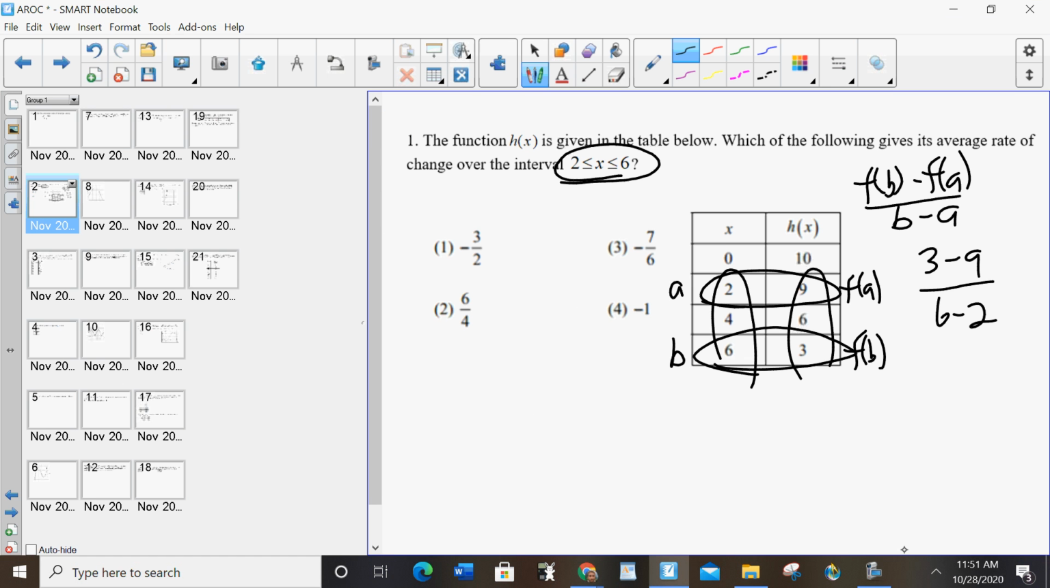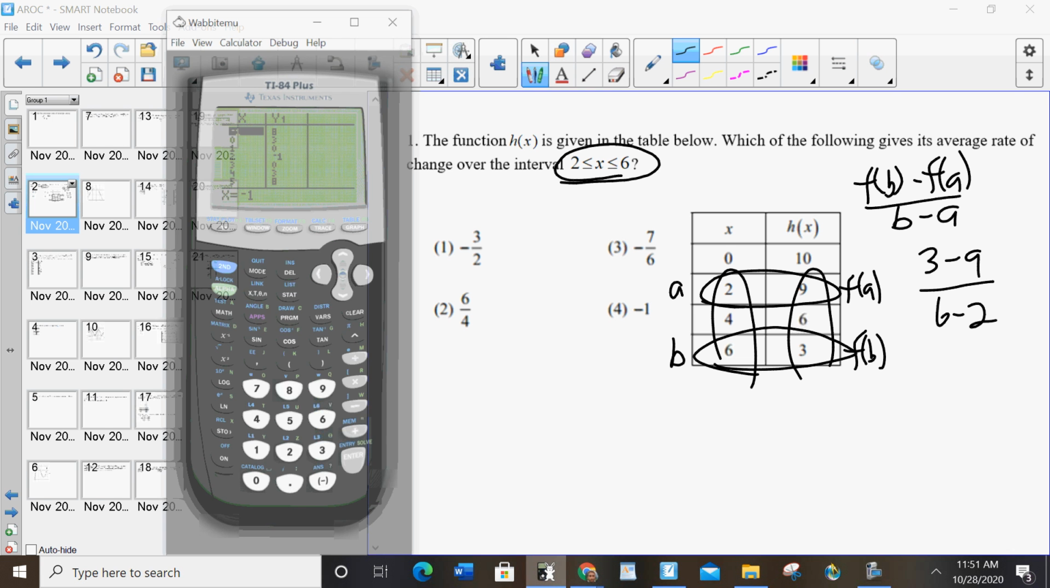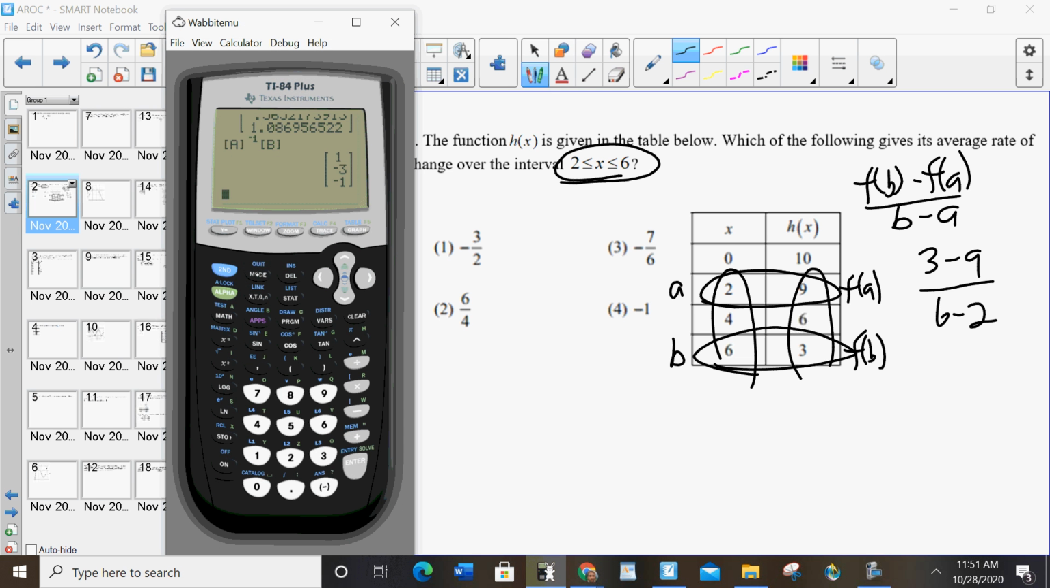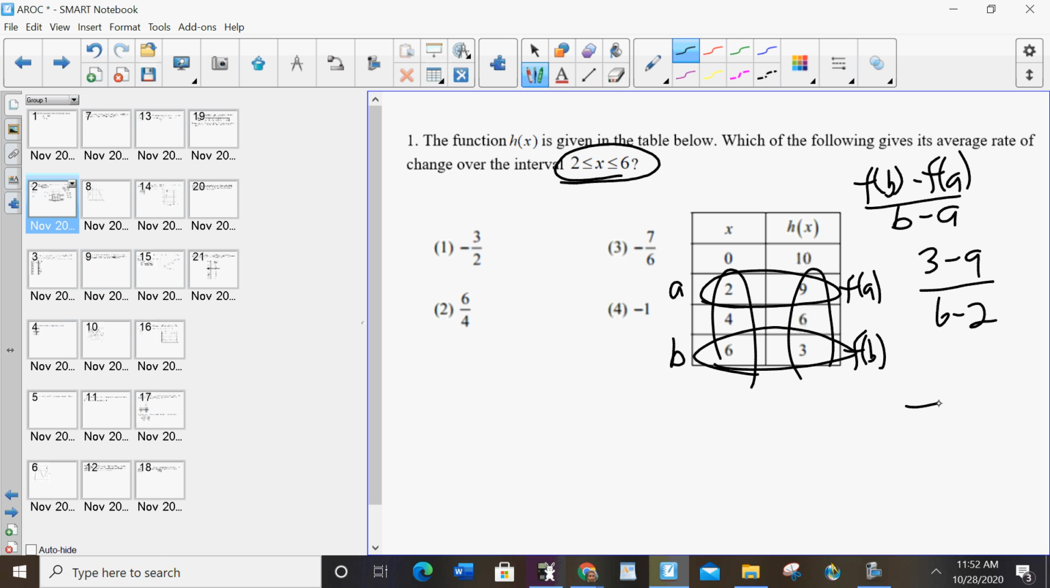The best thing to do from here is to just go right to your calculator. Go to alpha y equals enter. 3 minus 9 over 6 minus 2. And I get negative 3 halves. And that's my answer.